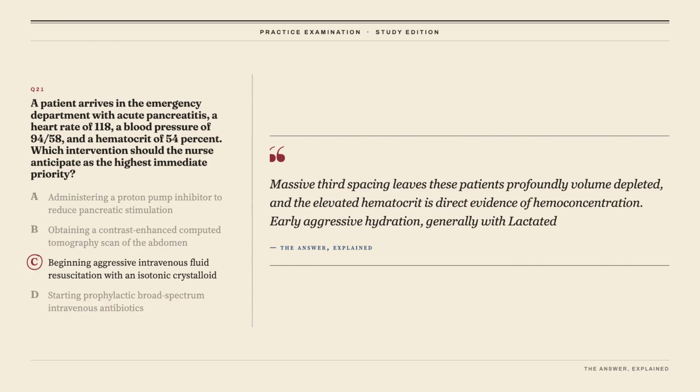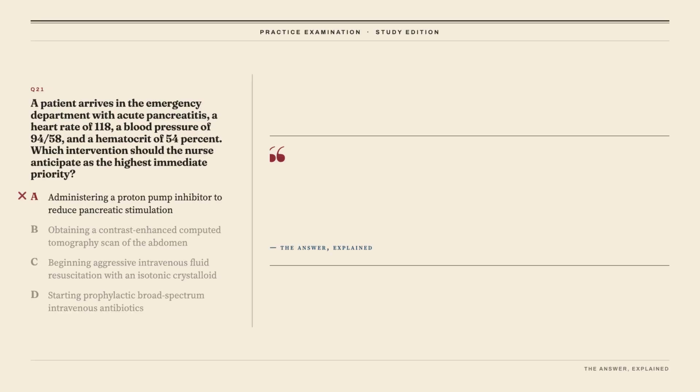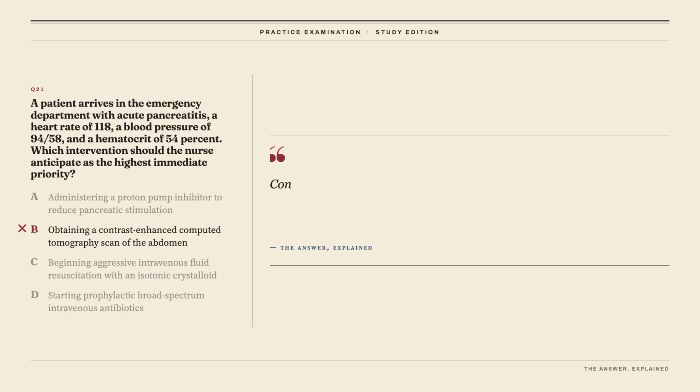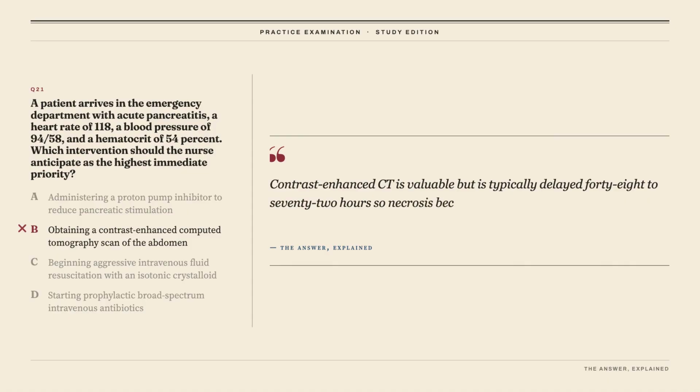declining BUN and hematocrit. A is wrong because proton pump inhibitors are used for acid suppression and stress ulcer prophylaxis and are a reasonable part of the regimen. They do nothing for the hypovolemia that is threatening perfusion right now. B is wrong because contrast-enhanced CT is valuable, but is typically delayed 48 to 72 hours, so necrosis becomes visible.